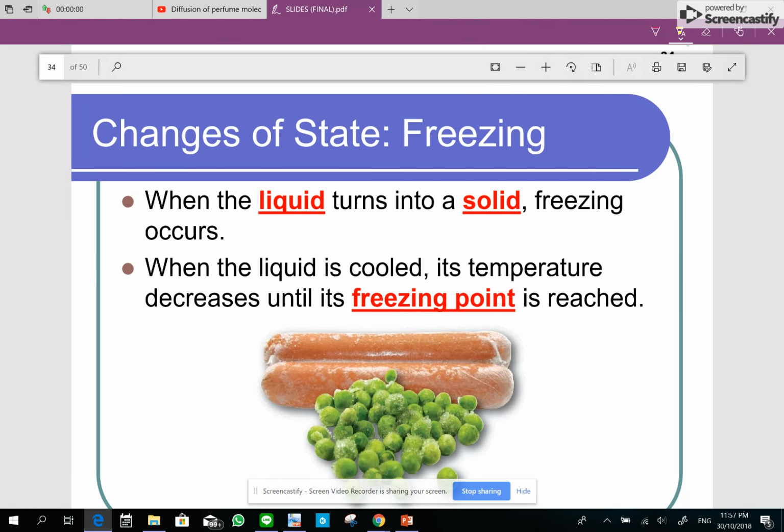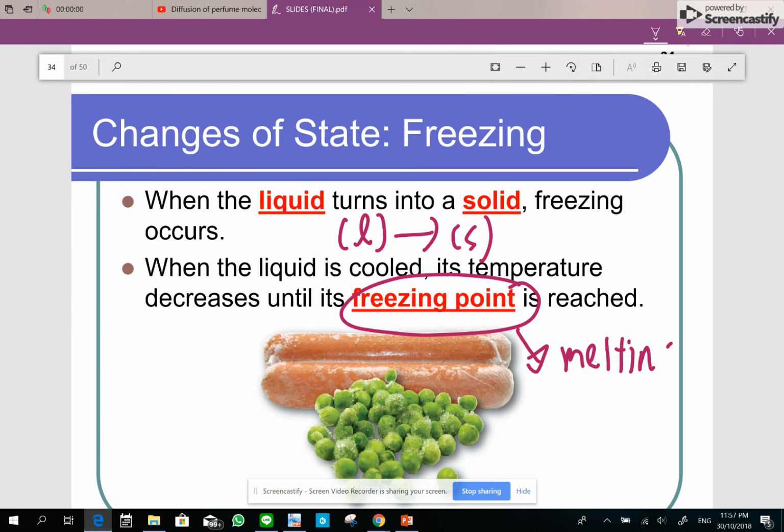Next, very quickly, let's move on to freezing. Freezing is similar to condensation, just that the change of state is slightly different. It's when a liquid changes into a solid. You'll notice this new word here called freezing point. Freezing point is actually the same as melting point. They mean the same point. It just depends on whether we are talking about melting or freezing during the process itself, but the value is the same. So that's freezing.